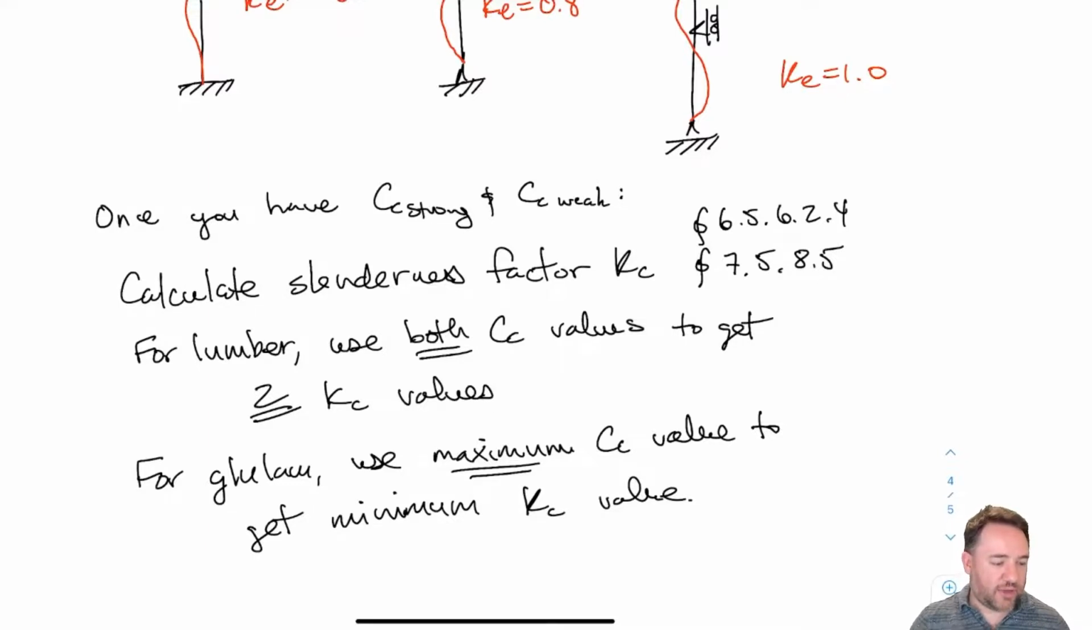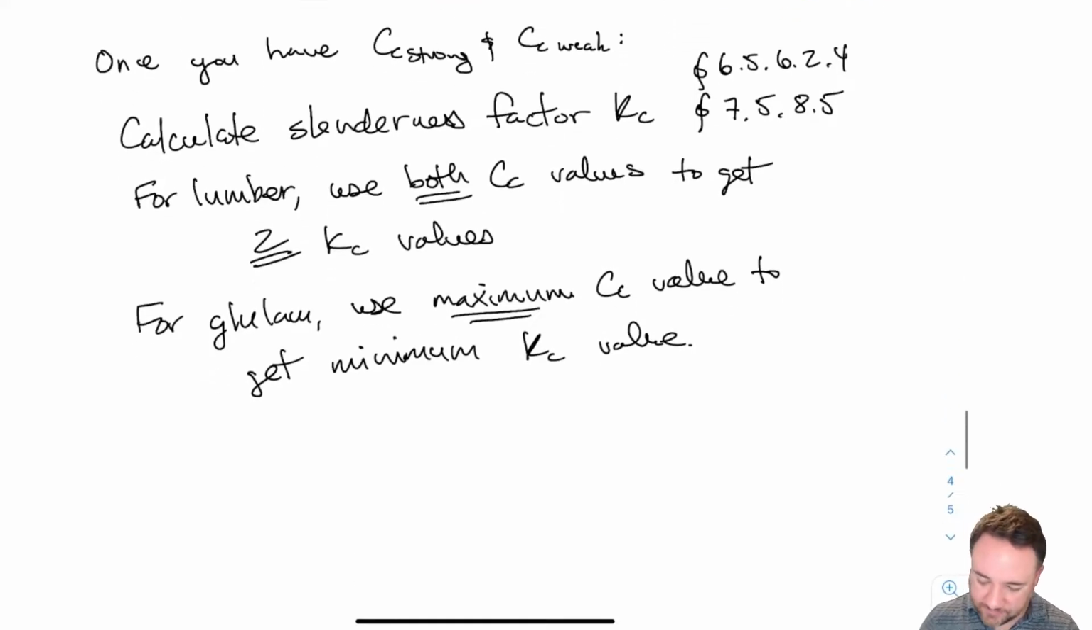For glulam, I'm going to get my slenderness for both directions, CC strong and CC weak. I'm going to find whichever of them is greater, which is a bigger slenderness, which means more likely to buckle. And then I'm going to use whichever one of those is greater to calculate what would be the minimum KC value. And the KC equation looks like this.